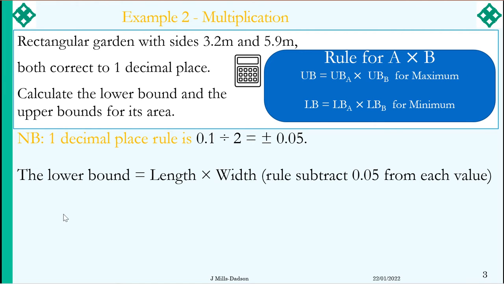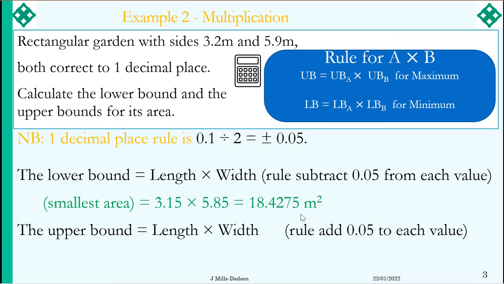So we're going to use this rule. Let's start with the lower one. For the lower bound, we take 0.05 from each measure. So that's what you will have, 18.4275 meters squared. For the upper bound, we add 0.05 to each measure to create the upper boundary, and we multiply, and that will give us 19.3375 meters squared. So it's just knowing your rule and knowing exactly what you are doing, and that's it.